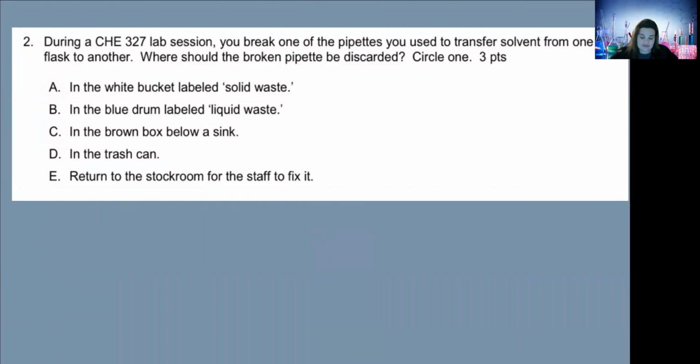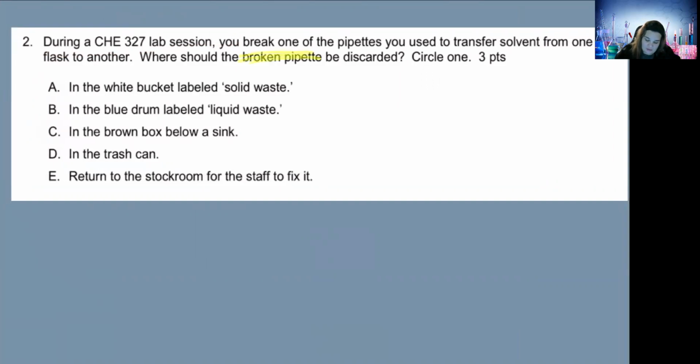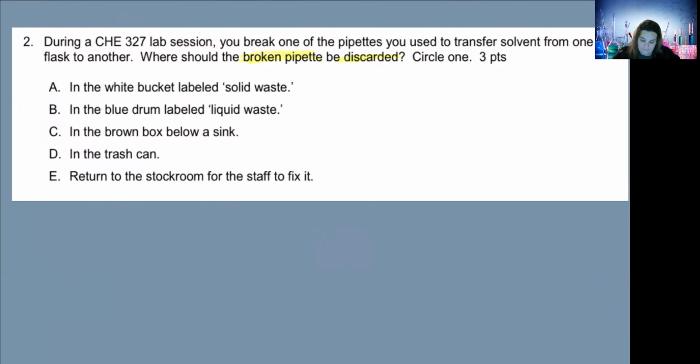Okay, great. So this is saying during a Chem 327 lab session, you break one of the pipettes you used to transfer a solvent from one flask to another. Where should the broken pipette be discarded? And we can only circle one.